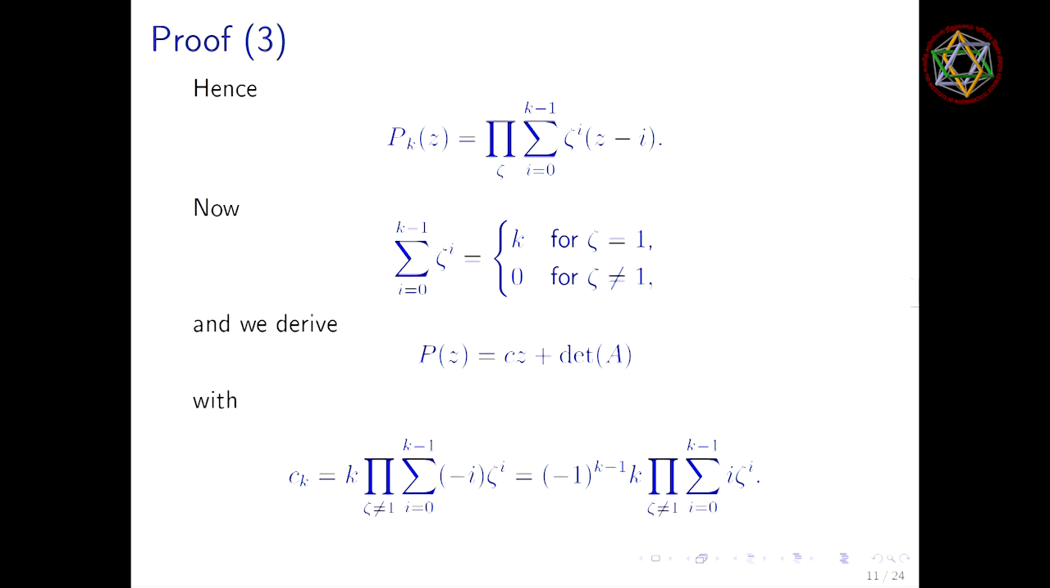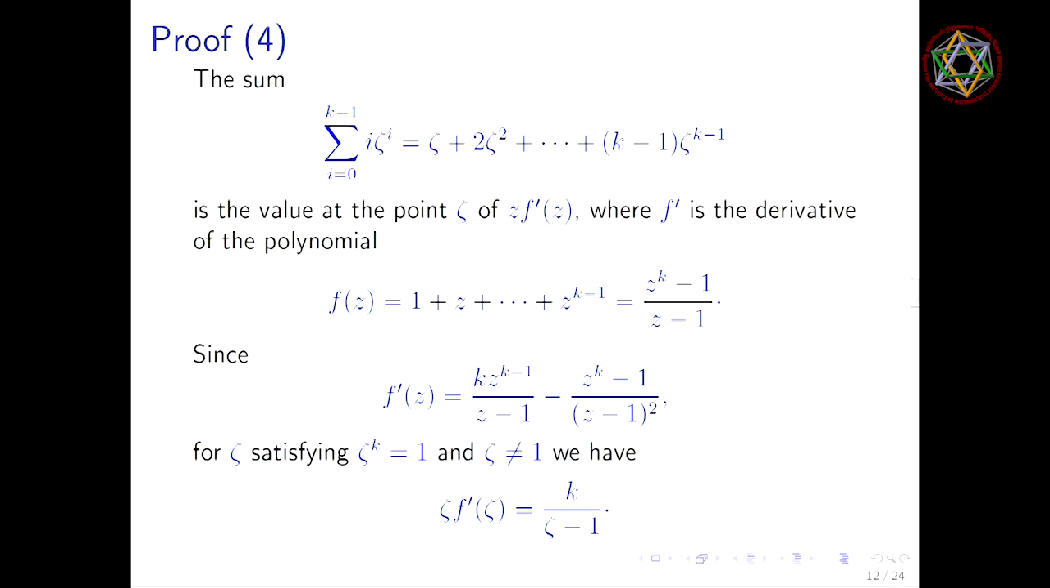And from that we deduce not only the previous formula, but we deduce also the value of c_k, which is a closed formula with k, which corresponds to zeta equal 1, and then the others do not involve the z which was here. And then we have to compute the sum of i zeta^i, and so this is the sum that we have to compute. And to compute it, we notice that it is the value of the derivative of the polynomial (z^k - 1)/(z - 1), so this polynomial here.